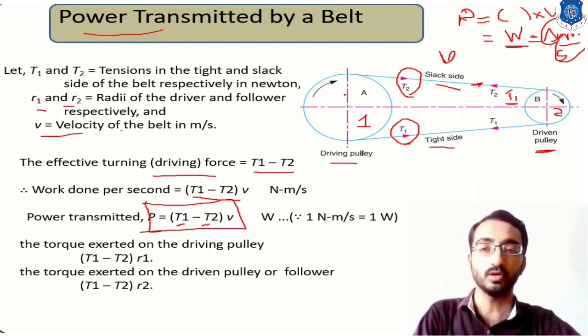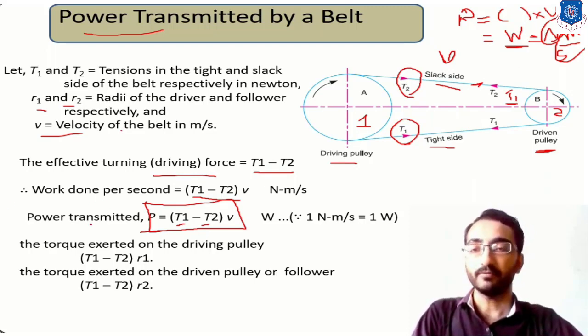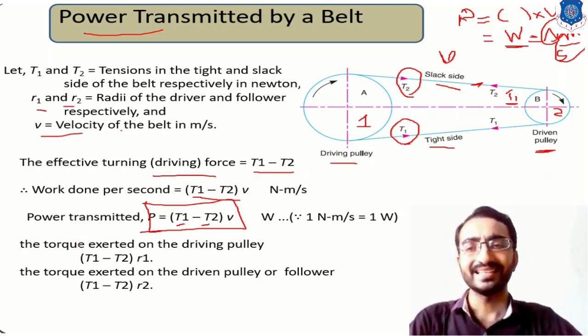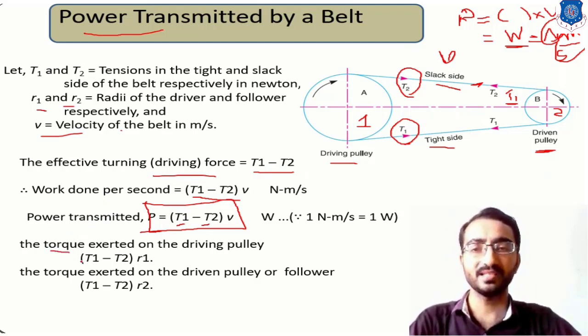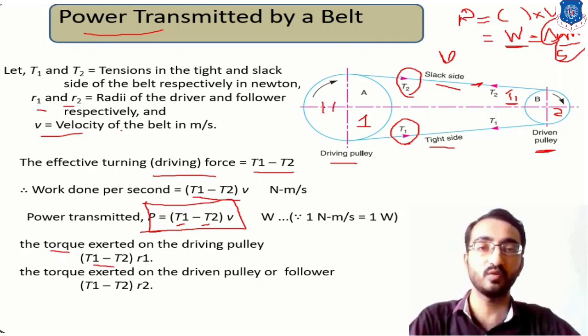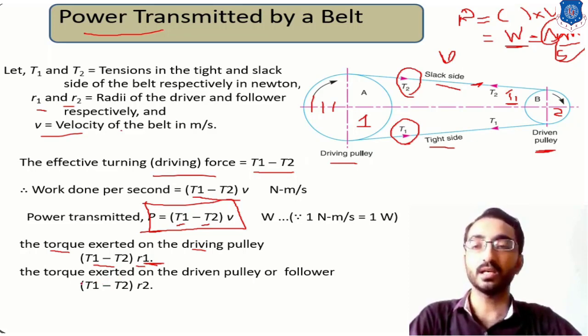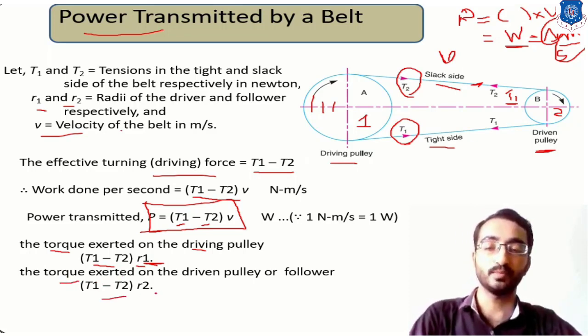Similarly, with the simple fundamental, the amount of torque transmitted is the belt tension difference into the distance, or force into perpendicular distance gives us the torque. So the driving pulley is transmitting a torque of (T1 minus T2) into R1, and the driven pulley is exerting a torque of (T1 minus T2) into the radius of that pulley.